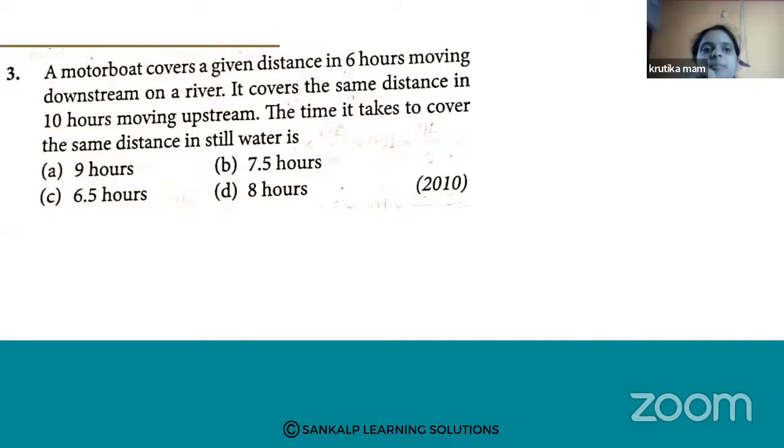Yes, what we need to calculate. A motorboat covers a given distance in 6 hours, moving downstream on a river. It covers the same distance in 10 hours, moving upstream of the river. The time it takes to cover the same distance in still water is? So, the time taken to cover the same distance in still water.